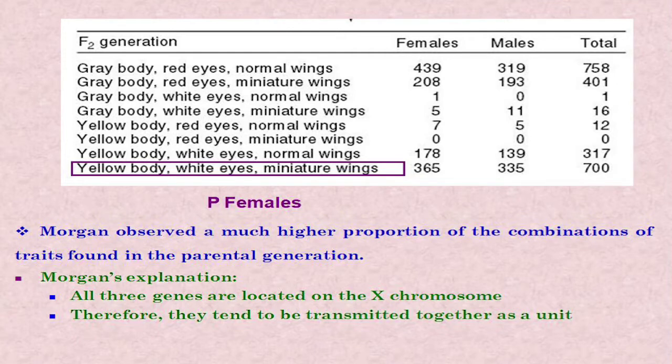Morgan observed a much higher proportion of the combinations of traits found in the parental generation. According to Morgan's explanation, all three genes are located on the X chromosome, that is, in the sex chromosome. Similar to human, Drosophila also has X chromosomes, two X chromosomes in the female and X and Y chromosome in the male. Therefore they tend to be transmitted together as a unit. But here we can see the yellow body, white eye, miniature wing in large quantity, and the grey body, the parental type, in greater amount in both parental numbers, but we can also see the intermingled types.